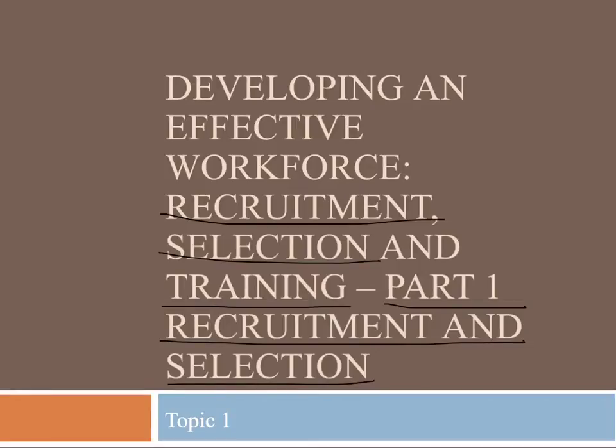So the first bit of this presentation, the first bit of this topic, is going to look at the recruitment process. So from identifying a vacancy to the receipt of applications, and we'll also look at the explanation of what a personal specification is and what a job description is. The benefits and drawbacks of internal and external recruitment are analysed, and we also look at the best methods for selecting new employees, which might include interviews or assessment centres and tests, and we'll also look at how recruitment and selection can improve an existing workforce.